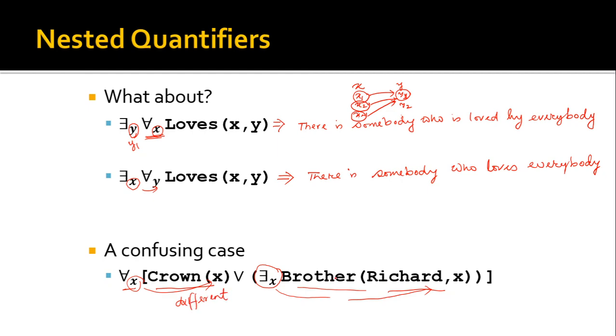Right? So to normalize this, you can replace this x with z and this x with z. Then you will not have any problem. So though it looks like a confusion, as the scope of this x is this existential quantifier, but not this quantifier, we can rename it with a different variable, and then there will be no confusion.